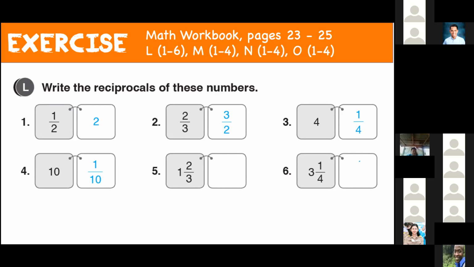If you write the reciprocal, it's 3/5. Okay, number 6. 4 times 3 is 12 plus 1, 13/4. If you write the reciprocal, you have 4/13. You see? Okay, you check your work.